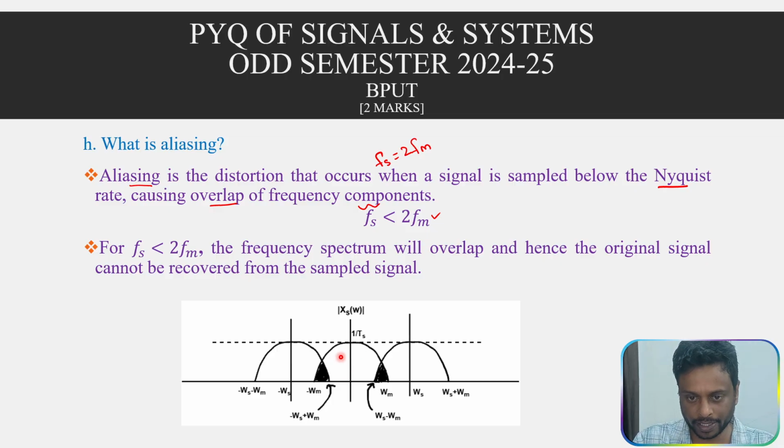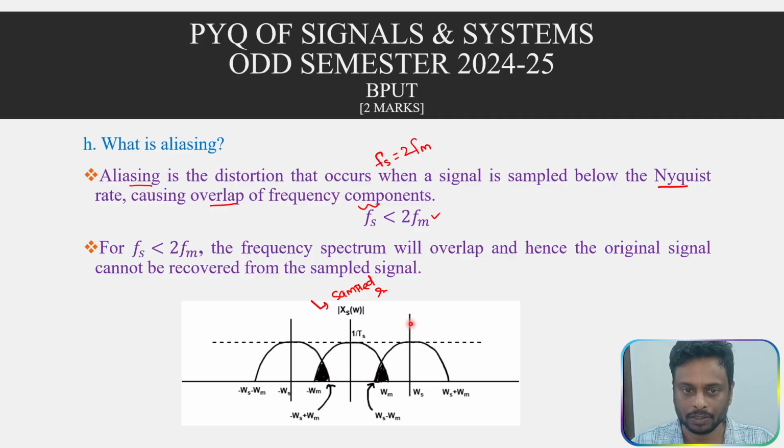You can see the diagram. This is the frequency spectrum of a sampled signal. You can see there are two bands overlapping due to this aliasing. These two bands are overlapping here also. This is called the distortion, and that distortion is known as aliasing. Due to this, the signal cannot be recovered. In this case, the two spectra overlap.